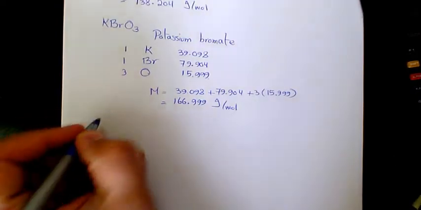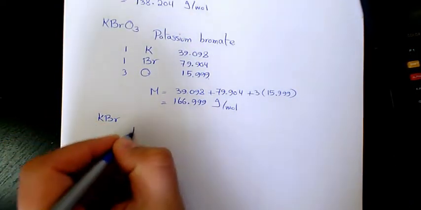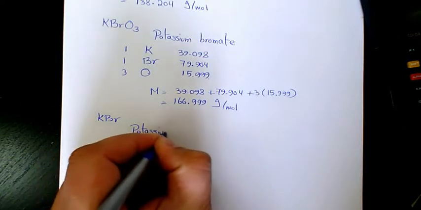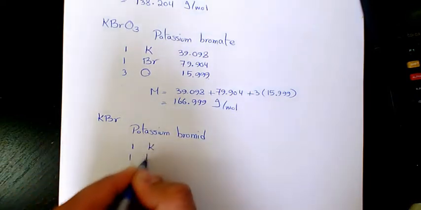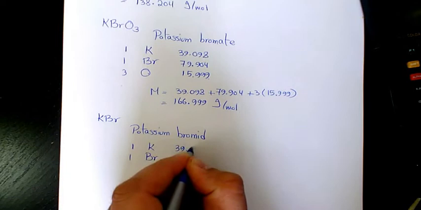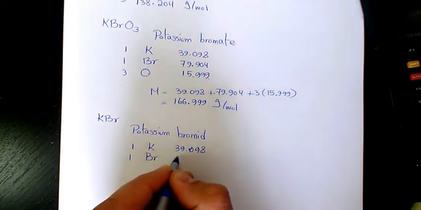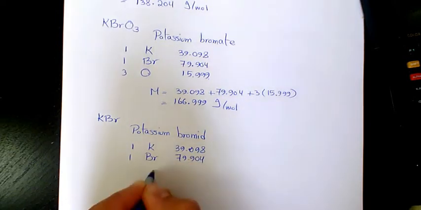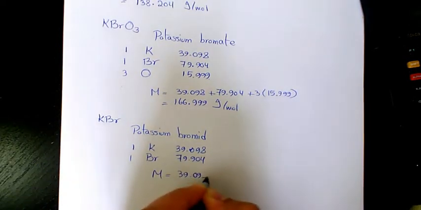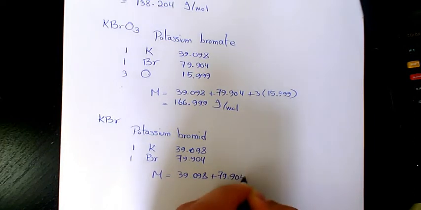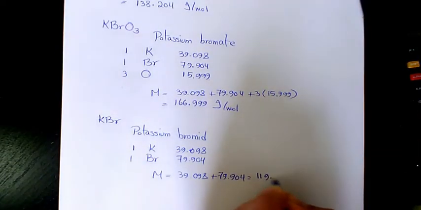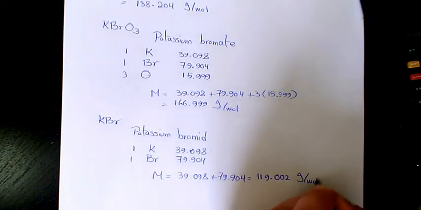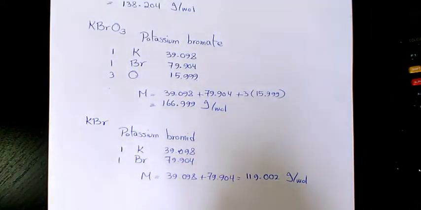Next compound is KBr, which we call potassium bromide. We have one atom of potassium and one atom of bromine. Potassium is 39.098 and bromine is 79.904. So we have one atom of each, we just add them. So 119.002 grams per mole is going to be the molar mass of potassium bromide.